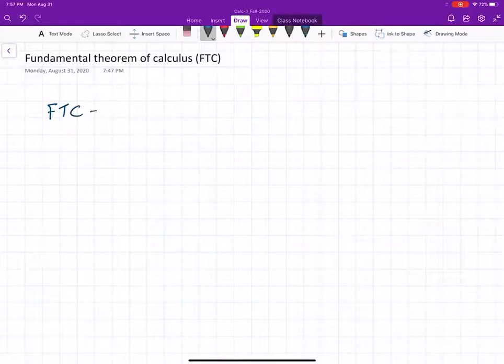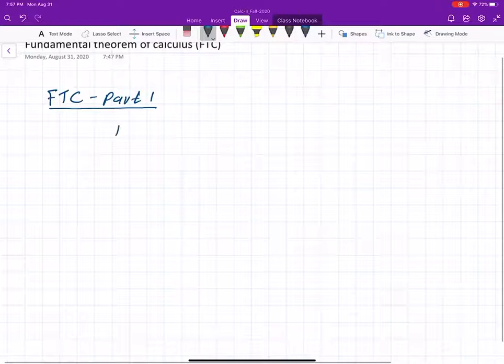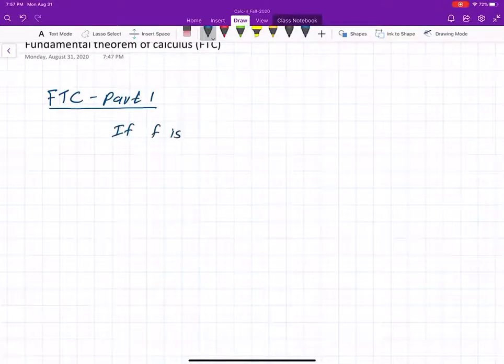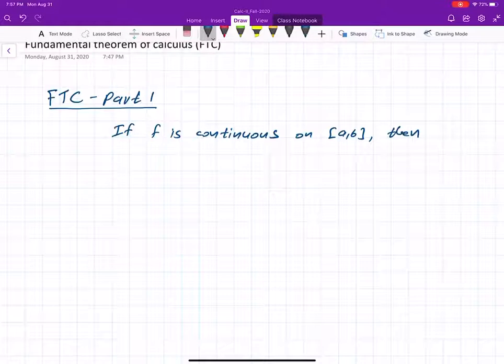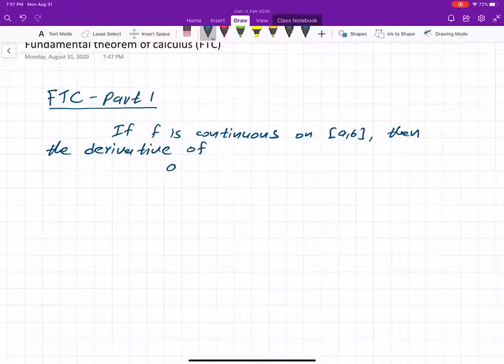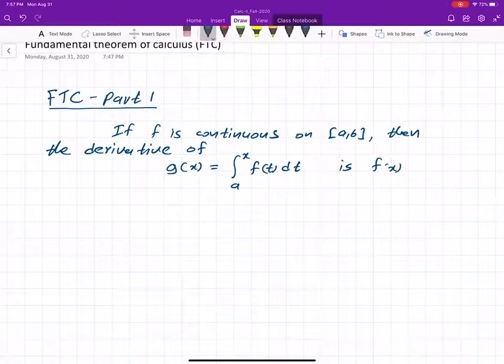Fundamental theorem of calculus part 1. If f is continuous on the interval [a, b], then the derivative of this function g(x) equals the integration from a to x of f(t) dt is f(x). Okay, so that is the fundamental theorem of calculus part 1.